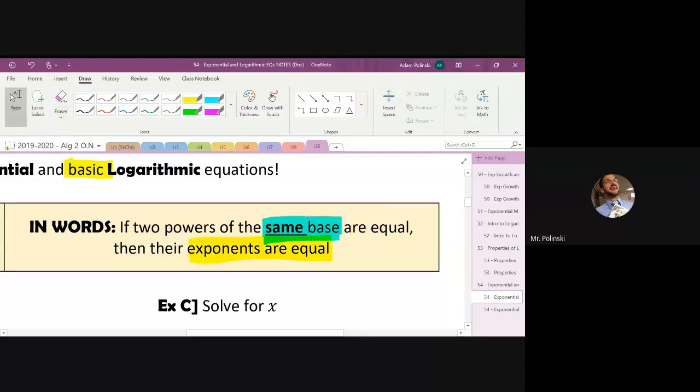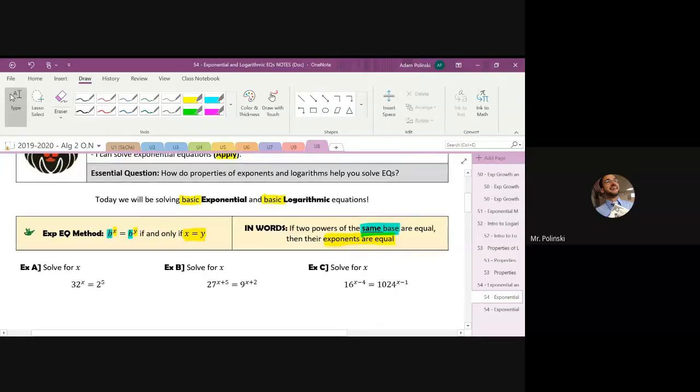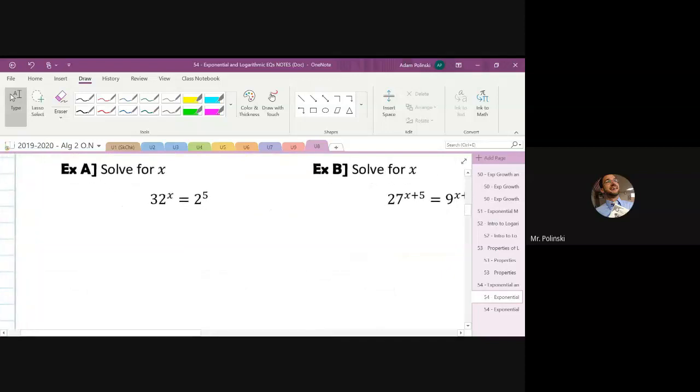All right. So our goal here is, we're going to have exponential equals exponential. Our goal is to change the bases to be the same. And then from there, we can just look only at the exponent level. Okay. So let's best start off with just an example. Here's a typical exponential equation. 32 to the x is equal to 2 to the 5th.